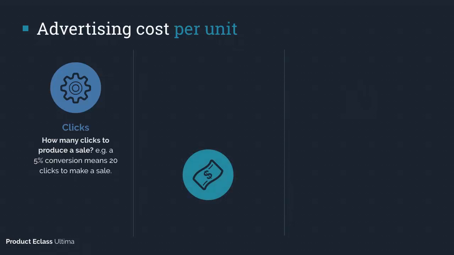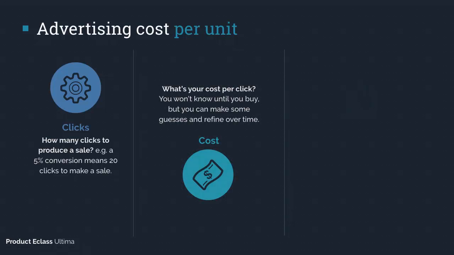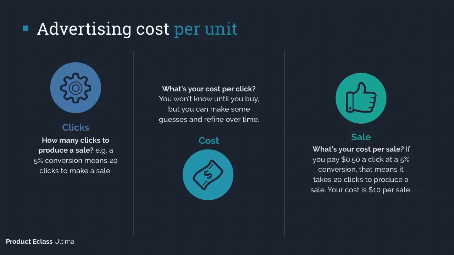Then the second thing you're going to have to do is make an educated guess on what you think your cost per click will be. Now, you won't know until you buy your clicks, but you can make some guesses and then refine and be very accurate over time. So if we assumed they were 50 cents per click, now we can calculate cost per sale. At 50 cents a click and a 5% conversion, it takes 20 clicks to produce a sale, and each click costs me 50 cents, that means my cost is $10 per sale.